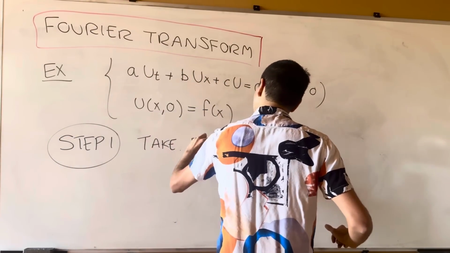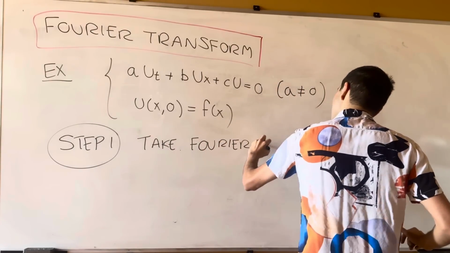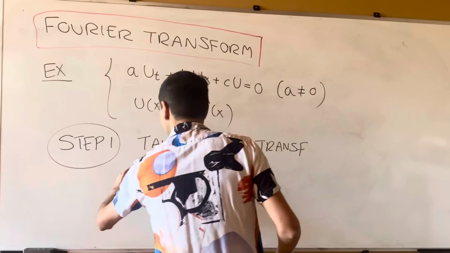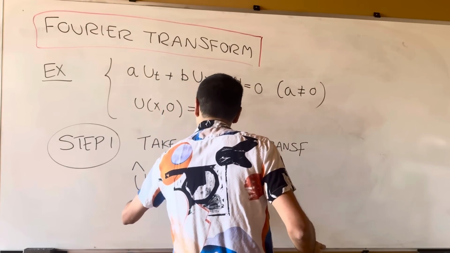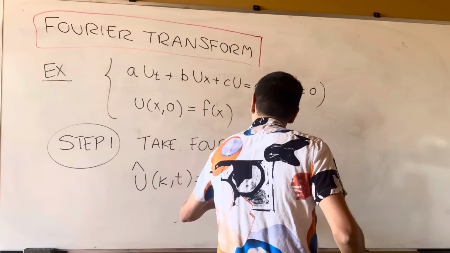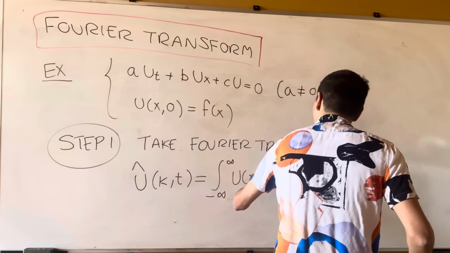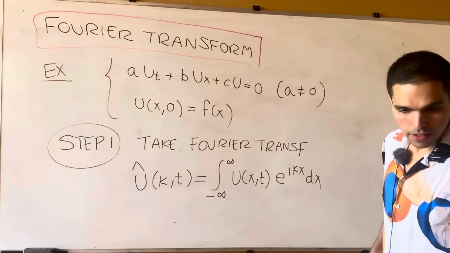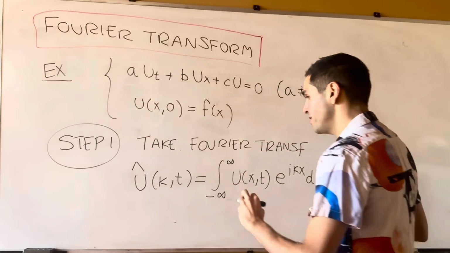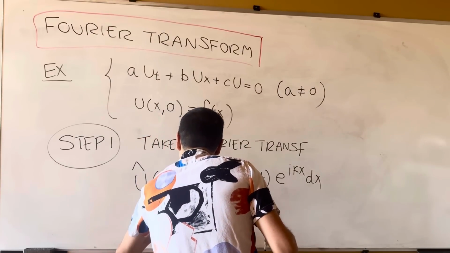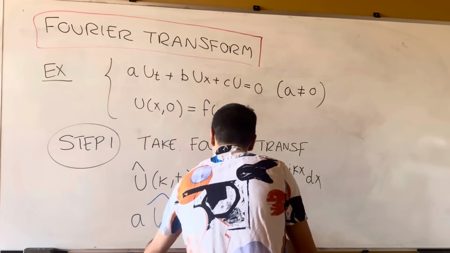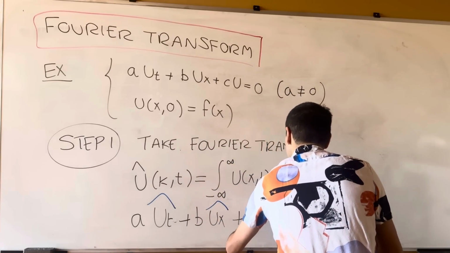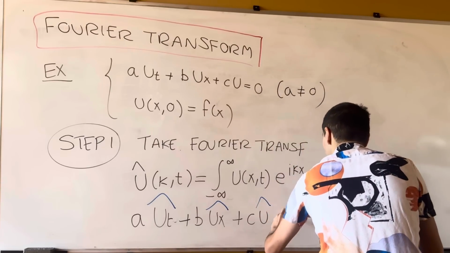So take the Fourier transform, and I would just like to remind you which definition I'm using. So u hat of kappa and t is the integral from minus infinity to infinity of u of x,t e to the i kappa x dx. And so if we put hats on all sides, what we end up getting is a u_t hat plus b u_x hat plus c u hat is 0 hat, which is just 0.